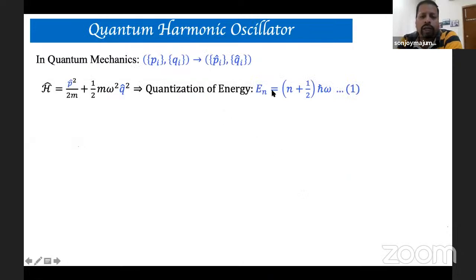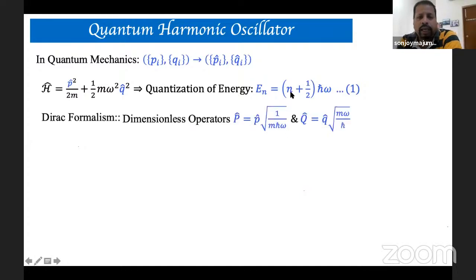So once we quantized, we'll see that the quantized energy will be of the form of ħω, which is the unit of the energies. And here what you get is n plus half, where n is the quantization number. I'll come to the details of this.